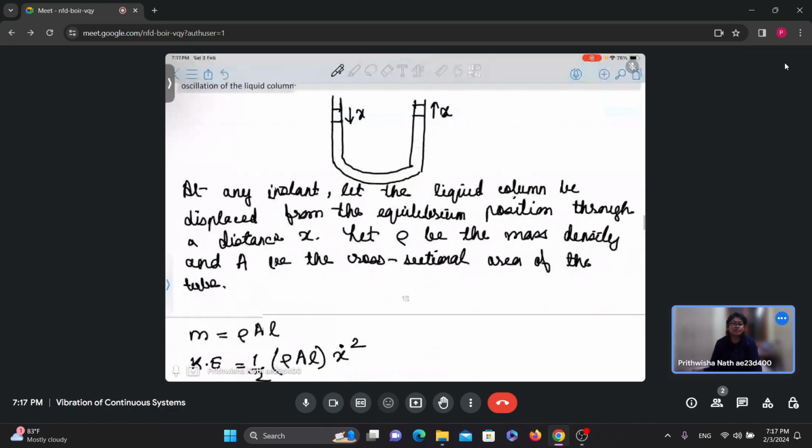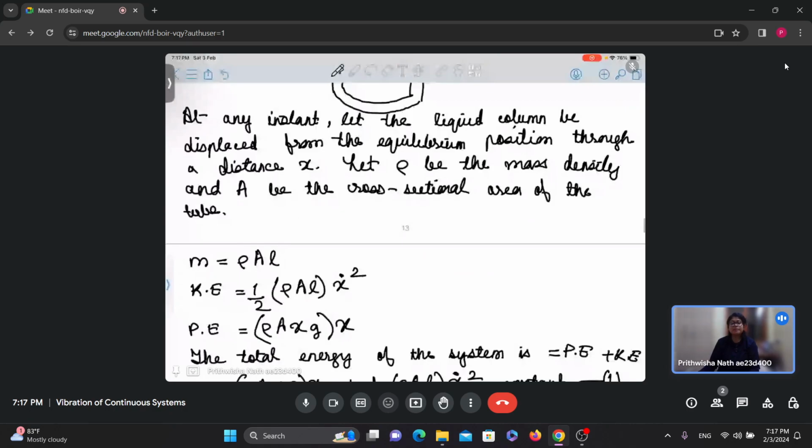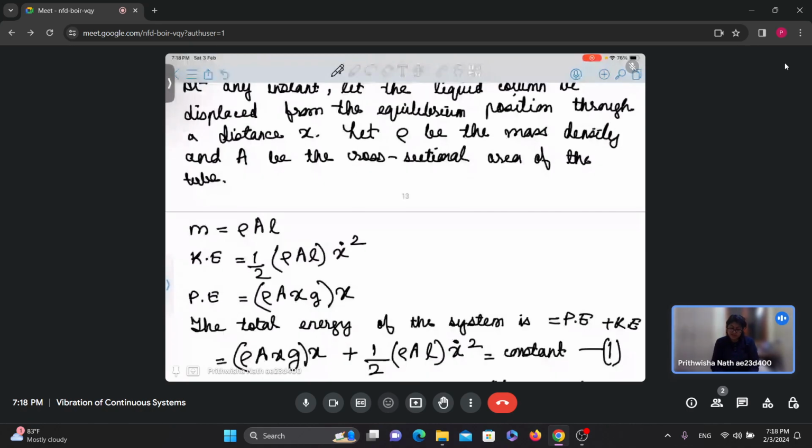So from here we see that mass can be written as density into volume. Density is rho and volume is A into L. So the kinetic energy is half m v square. In place of m I substitute rho A L, and v is x dot, whole square. Now potential energy can be written as rho A x g into x. So the total energy of the system is potential energy plus kinetic energy, and it remains constant for the system.